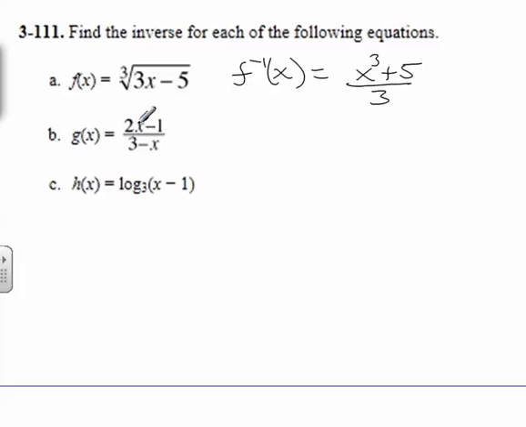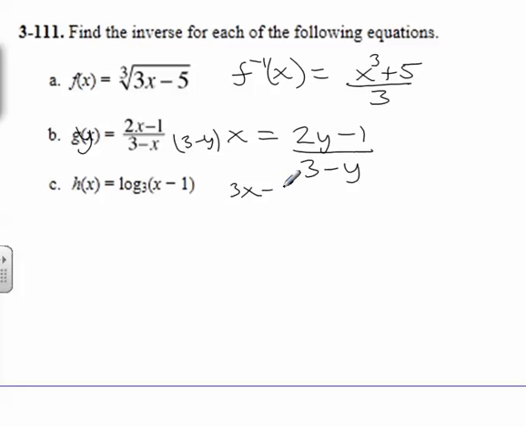Okay, this one, I've got an x in the numerator and the denominator, so we absolutely need to switch x and y. So this is like my y. I'm going to put x here and do 2y minus 1 over 3 minus y. And remember, the first step is to multiply both sides by the denominator, so I'm going to end up with this canceling out, and this gets multiplied over here. So we'll go ahead and distribute, and I get 3x minus xy equals 2y minus 1.